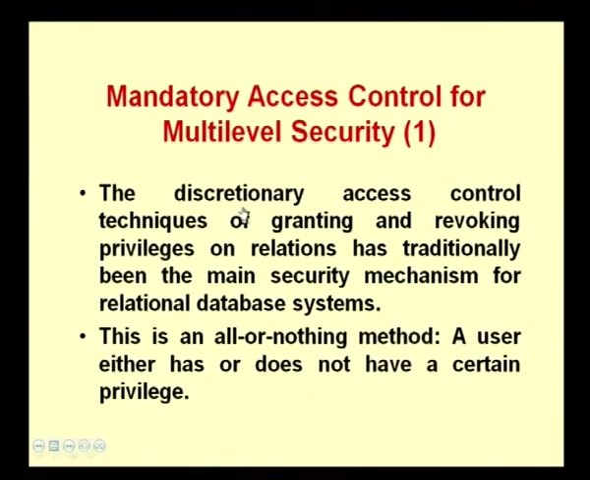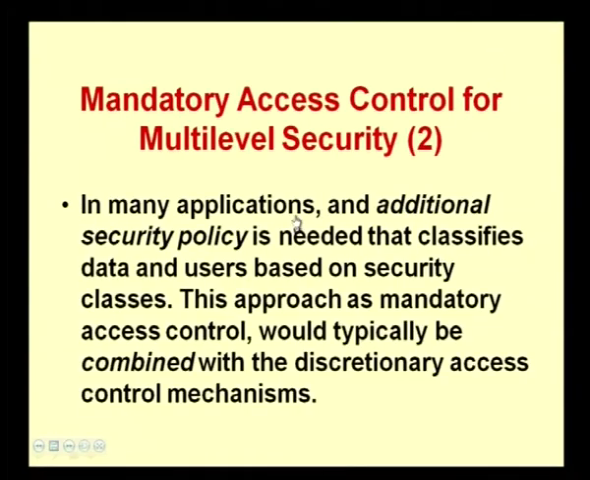Now, we will look at mandatory access control for multi-level security. The discretionary access control that we saw up to now were techniques for granting and revoking privileges on relations and has traditionally been the main security mechanism for most relational database systems. This is all or nothing, that is a user either has or does not have a certain privilege. Now, in many applications an additional security policy is needed that classifies data and users based on security classes. This approach is called mandatory access control, and would typically be combined with a discretionary access mechanism in most cases.